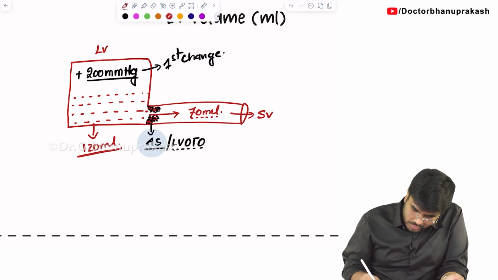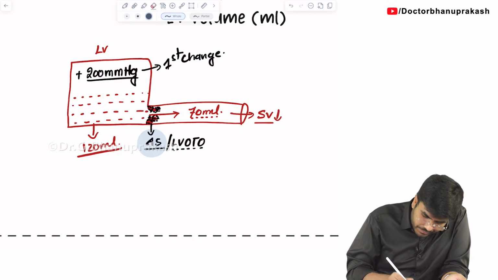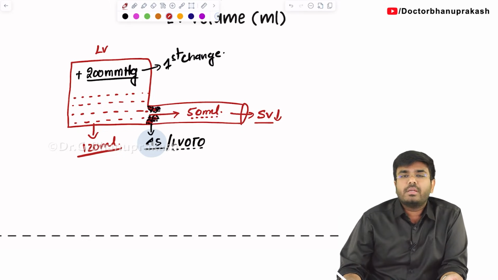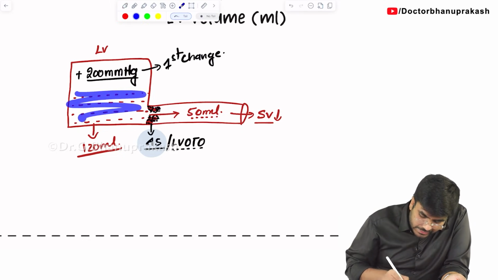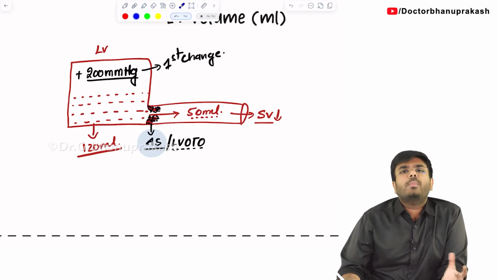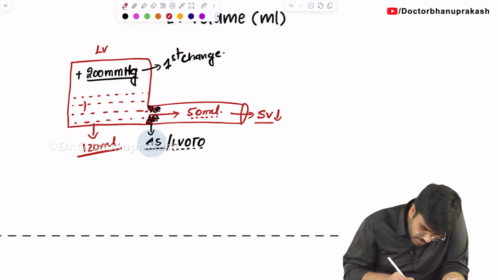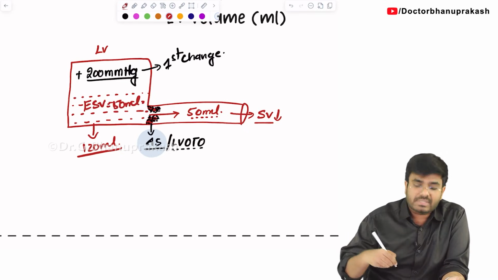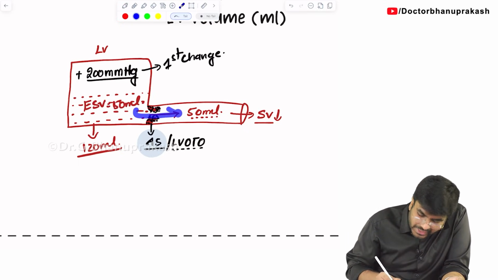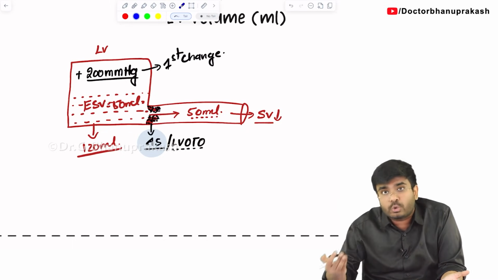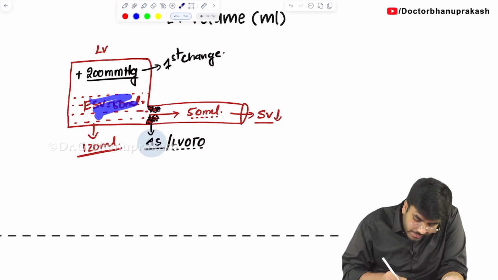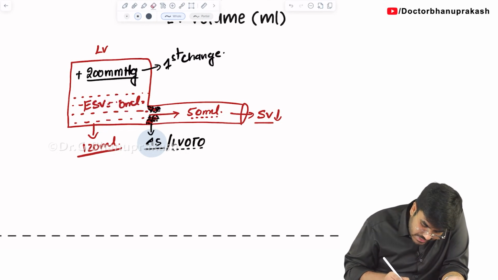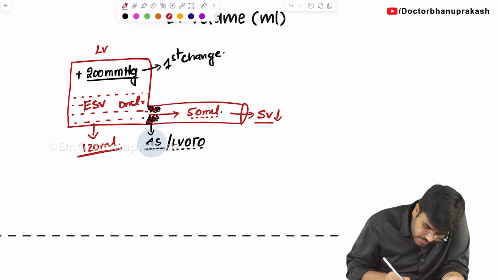So now in this condition, stroke volume will decrease. Let's say they are not able to eject 70 ml blood, they are only able to eject 50 ml blood. So tell me, what happened to the leftover blood here? Normally 50 ml will be the end systolic volume, the blood left over in a normal person. But in this person, as the blood is unable to go into the aorta properly, more blood will be accumulated here. Now let's say his end systolic volume will be 70 ml.